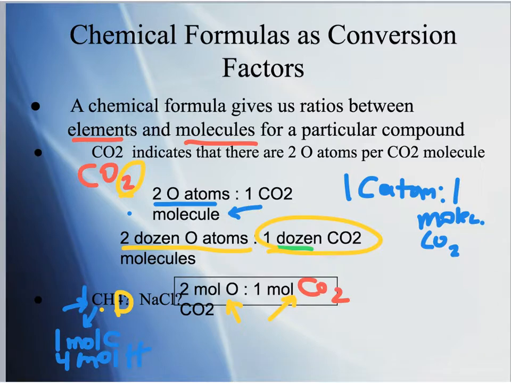Same thing here for NaCl. If we had 1 mole of NaCl, there would be 1 mole of sodium atoms and 1 mole of chlorine atoms, because it's a 1-to-1 ratio. Does that make sense? Hopefully it does, and if not, please make sure you ask questions when I'm back next class.